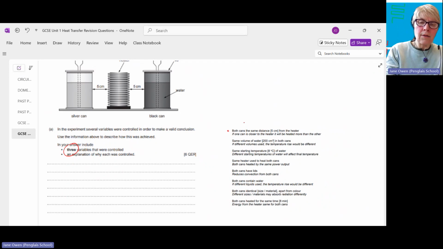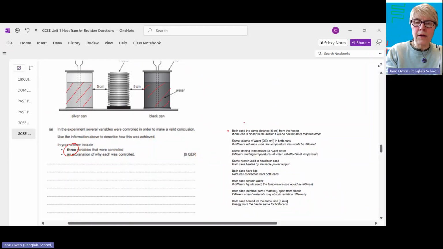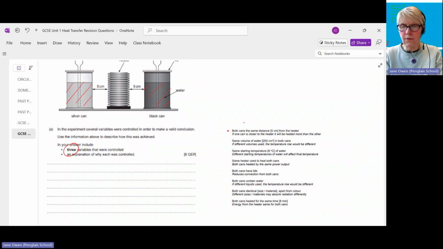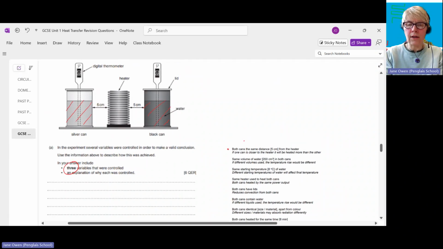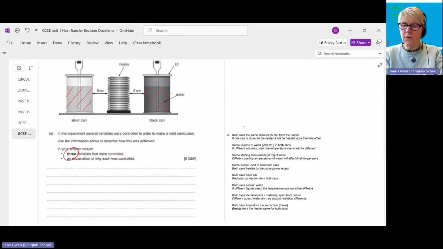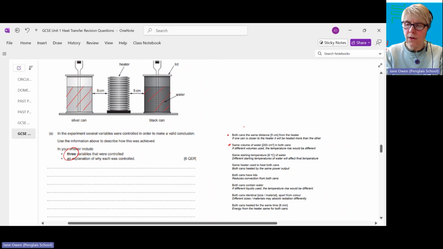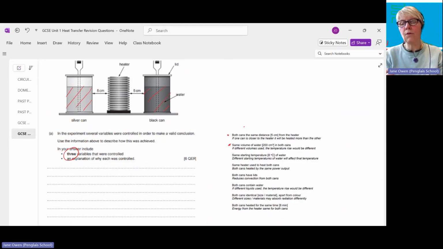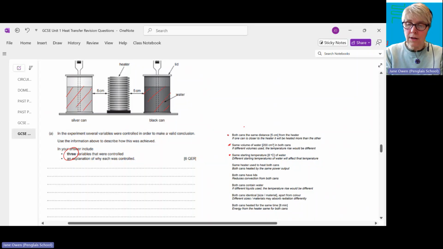Okay. In the side, you've got the same volume. If you've got the same volume of water, that's a fair test there. You want that to be constant because you're only changing the surface of the can, silver can and black can. So you want the same amount of water in each. So same volume of water you could choose. If they're different volumes, then the temperature rise would be different because you've got a different number of particles inside receiving the heat energy. Same starting temperature, i.e.